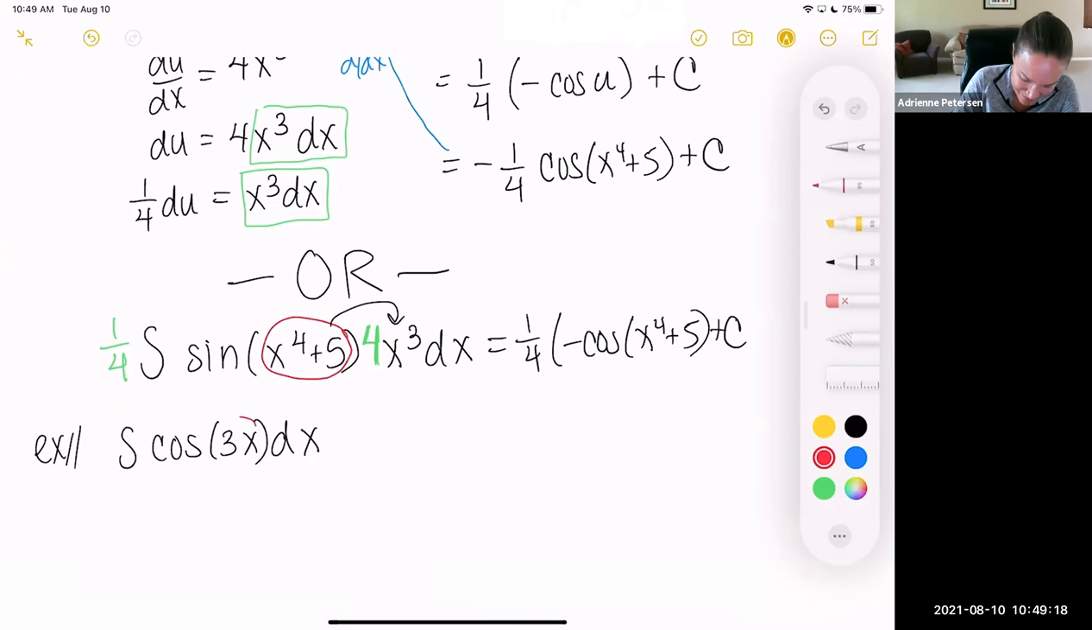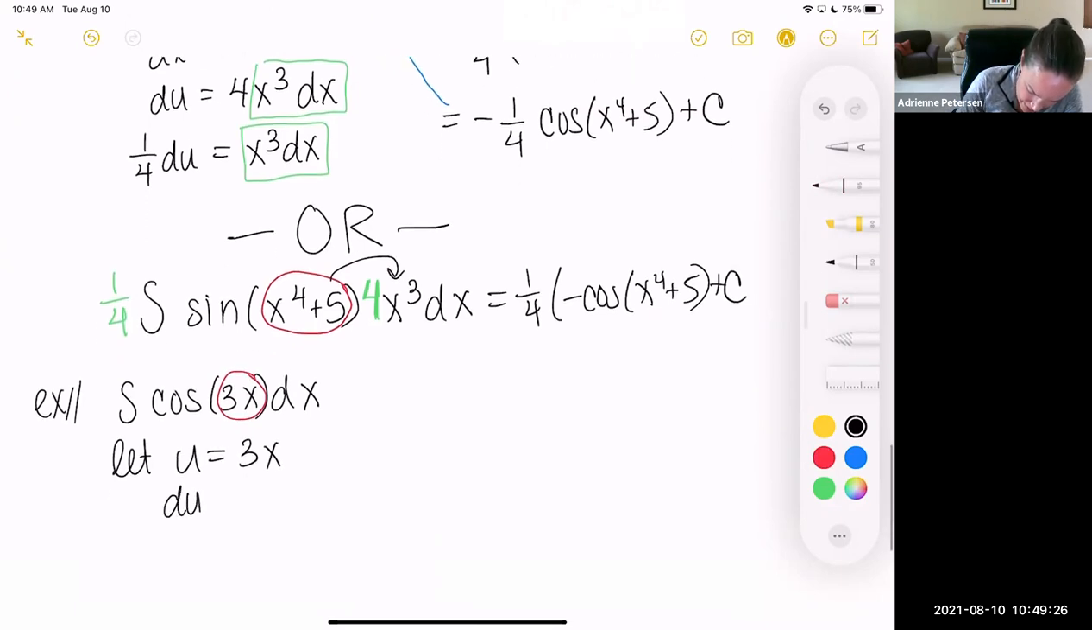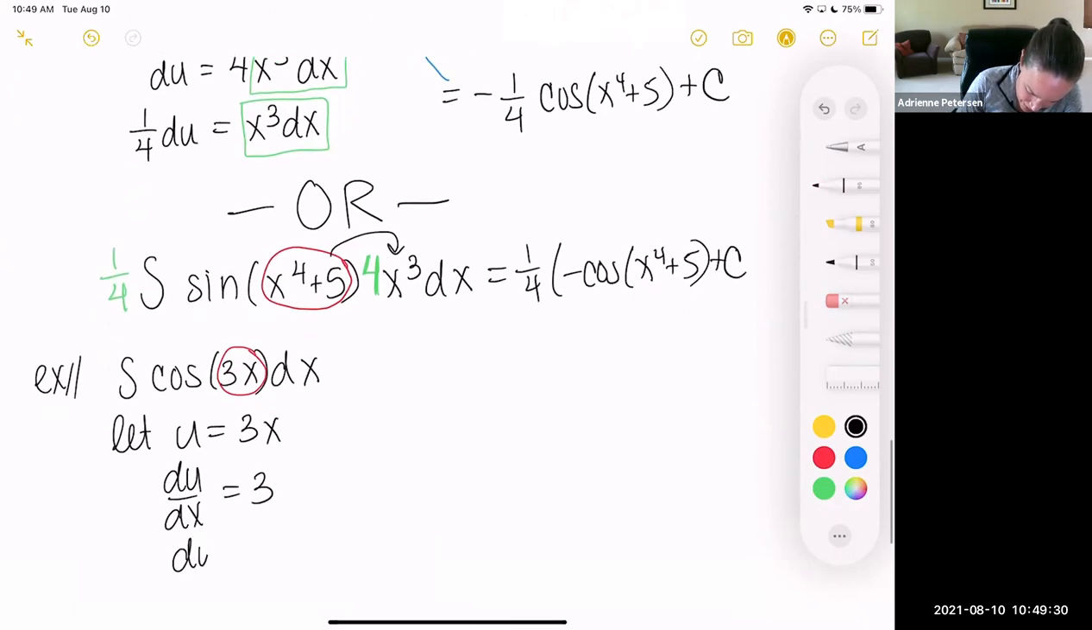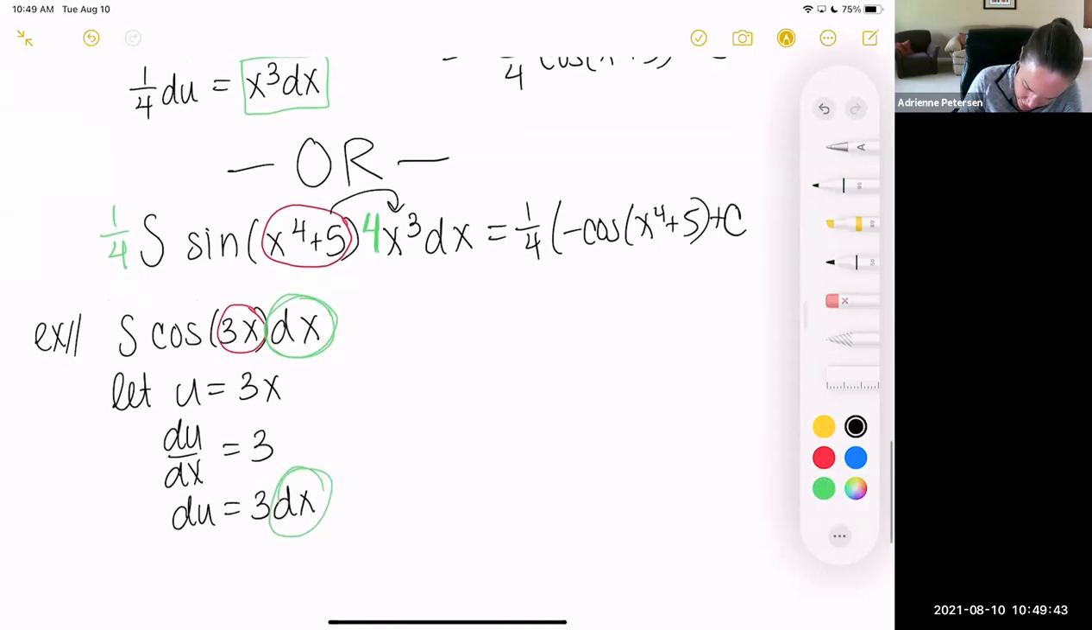Right, 3x. Okay. So we let u be 3x. That means that du dx is equal to 3. Splitting that, we get du is equal to 3 dx. Okay, so doing this u substitution, what we want to solve for is what we see in that original integrand. So I'll divide both sides by 3, and I have that 1/3 du is equal to dx.